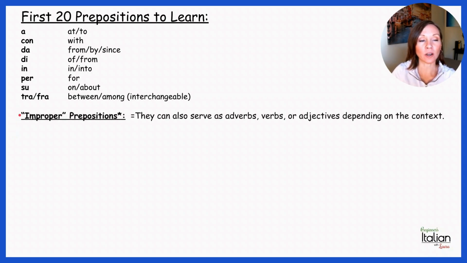Okay, and then we have what we call improper prepositions, which are words that can also serve as adverbs, verbs, or adjectives depending on the context. So you may see these next words in the adverb, verb, or adjective lists as well. But I have them included here as prepositions because these are words that signify, like I said, the position of something in relation to something else. So I'm just going to go over these here.